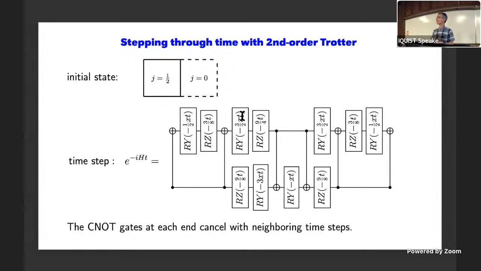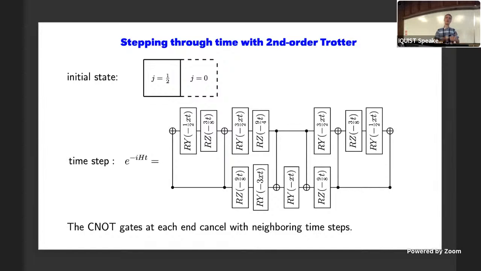The rotations depend on your time step, and in some cases they depend on X, the strength of your strong interaction, which is a parameter in the Hamiltonian, as you remember. We've also ordered the pieces inside this time step in such a way that at the extreme left of the time step is a controlled NOT gate, and at the extreme right of the time step is a controlled NOT gate.